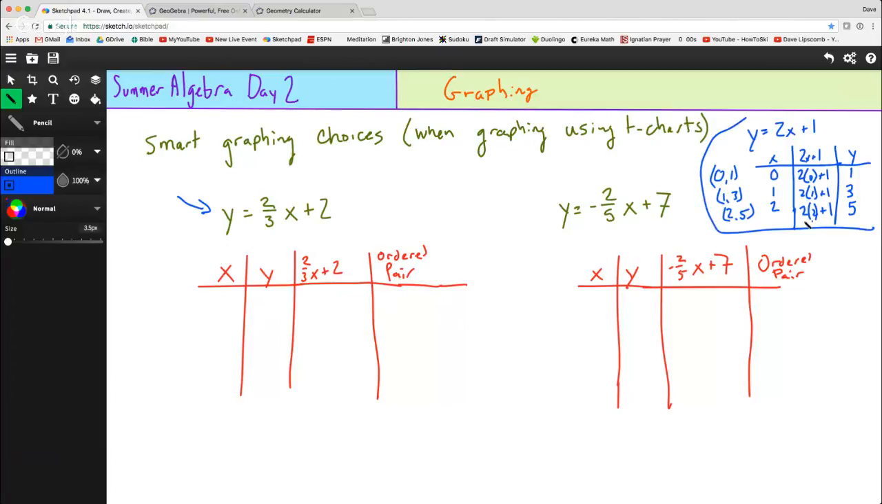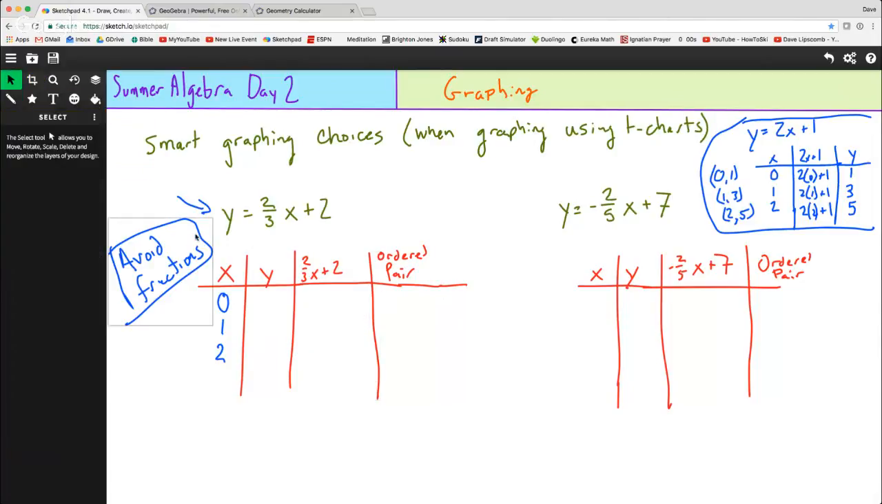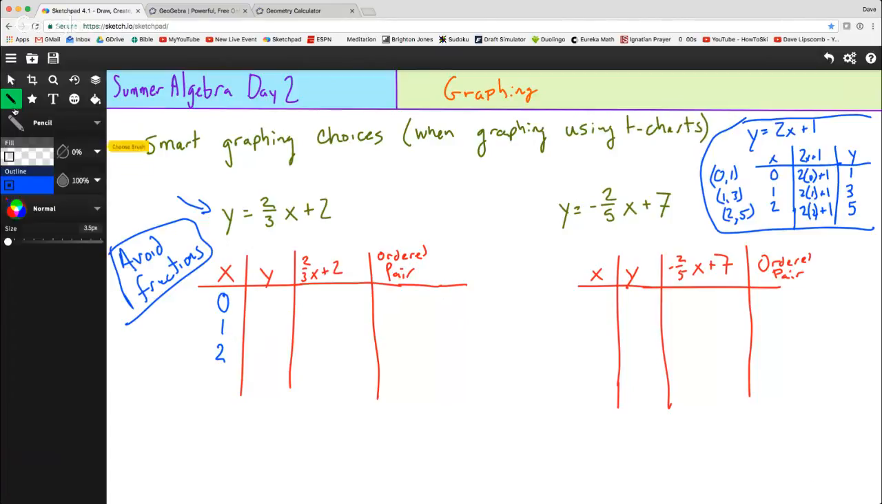If that was our equation, now over here, we could do 0, 1, and 2 for our x, but watch what happens. If we choose a 1 for our x, we end up with 2/3 times 1 plus 2. And so that's 2/3 plus 2, and so we get 2 2/3 for our y. We don't want fractions. We want to avoid fractions. That's our whole goal here. So let's not do something hard like choosing 0, 1, and 2.